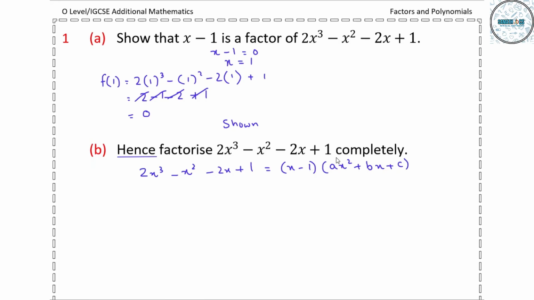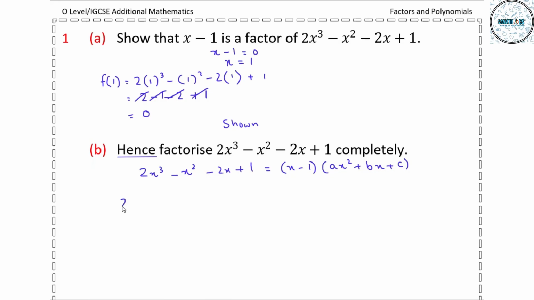Now we have to find the values of a, b, and c in this quadratic factor. There are three different ways to find these values of a, b, and c. I'll be doing all three methods. You can use the method which you can easily understand. First method is long division.